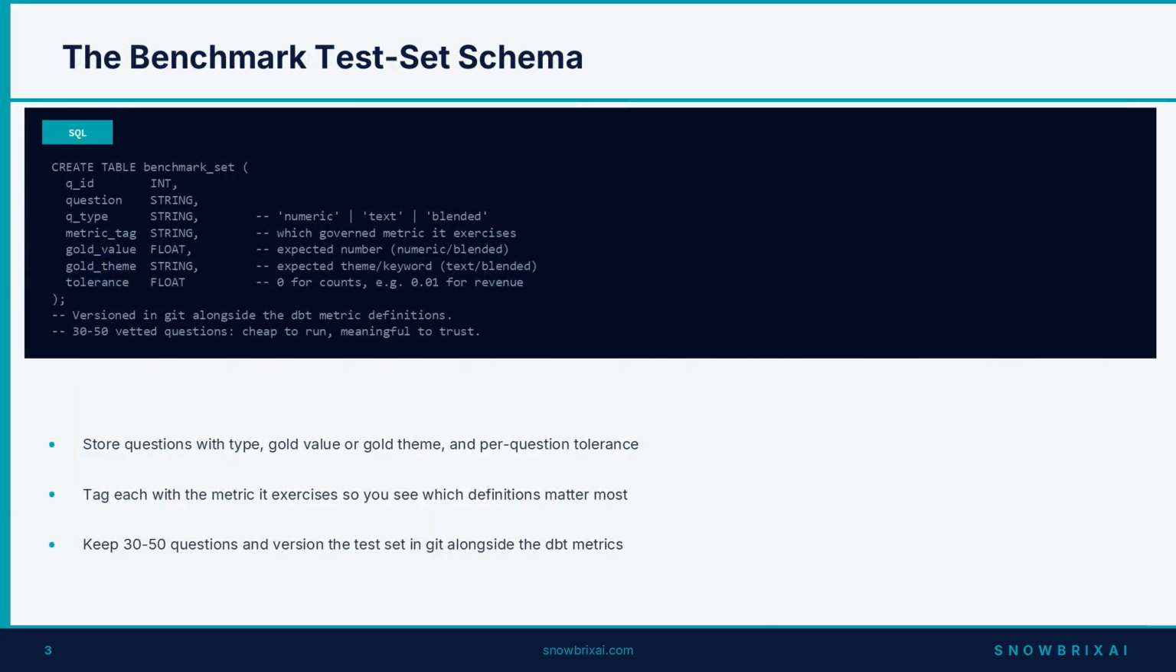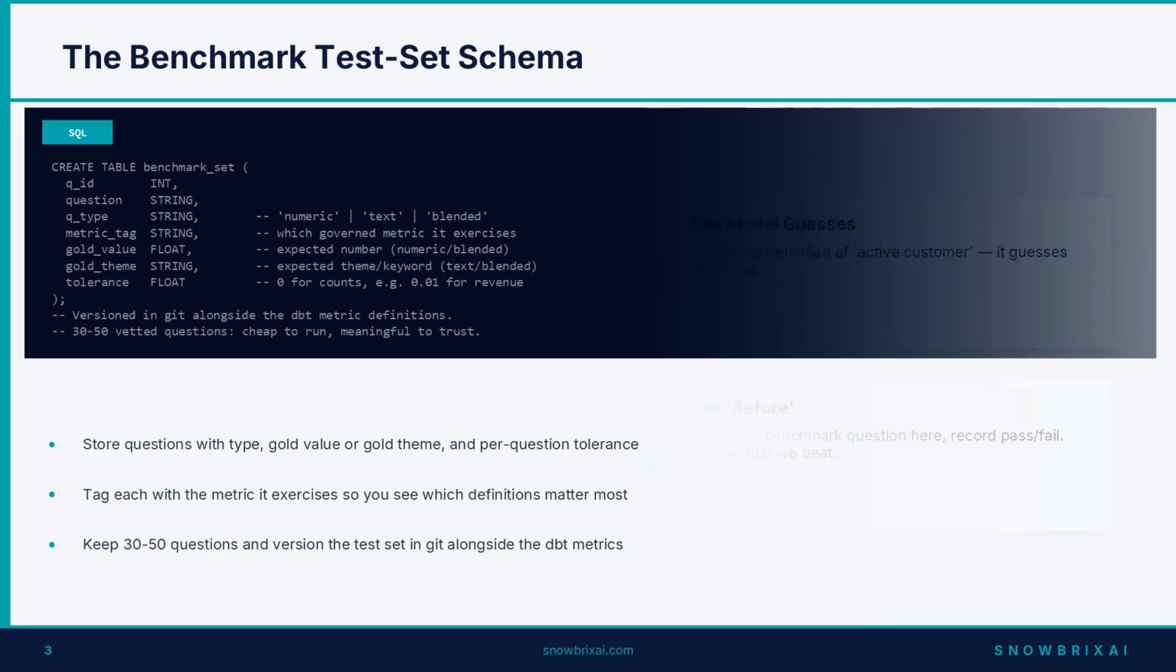Look at the table behind it. Every question carries a type, numeric, text, or blended, a gold value or a gold theme, and a tolerance. Tolerance 0 for counts, about 1% for revenue. Tag each row with the metric it exercises, so you can see which definitions matter most. Keep it to 30 or 50 questions, meaningful and cheap to run, and version it in Git right alongside the dbt metrics. This little table guards every future change.